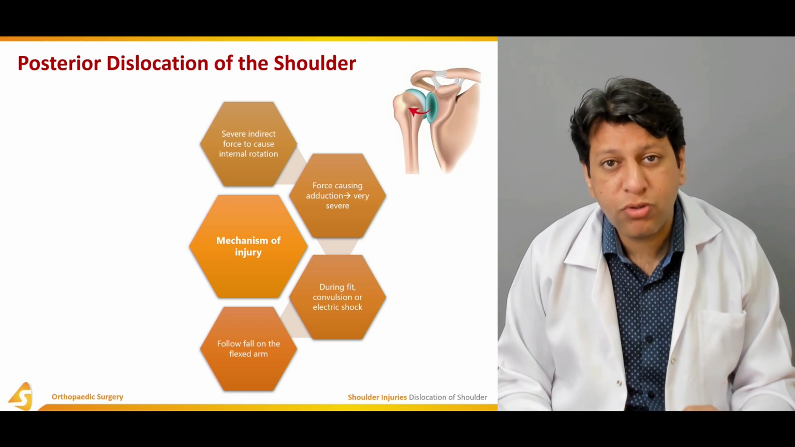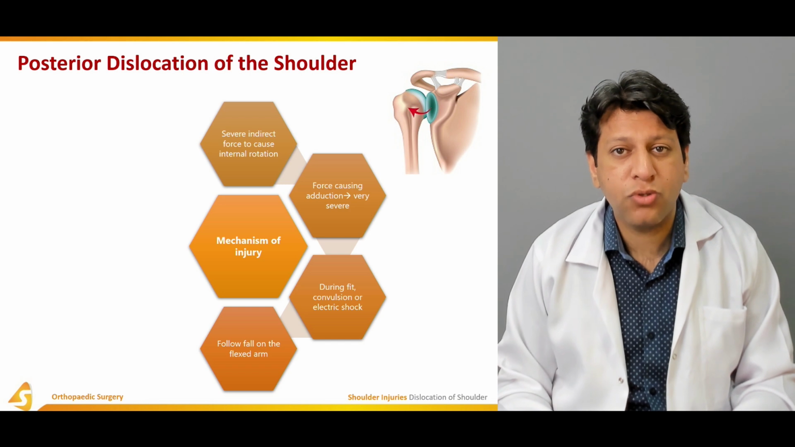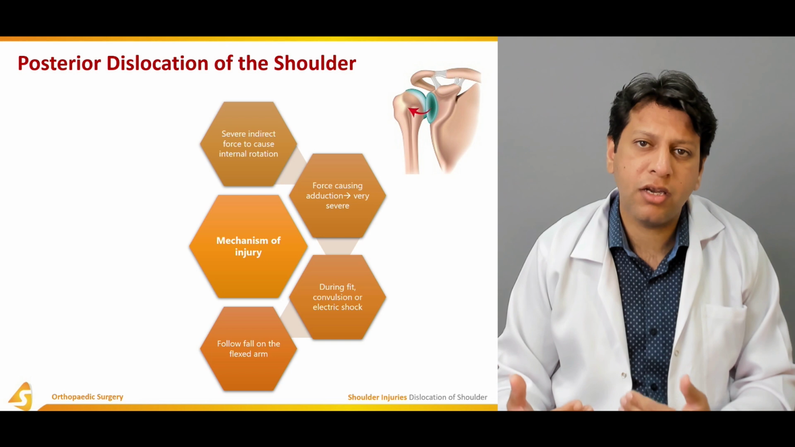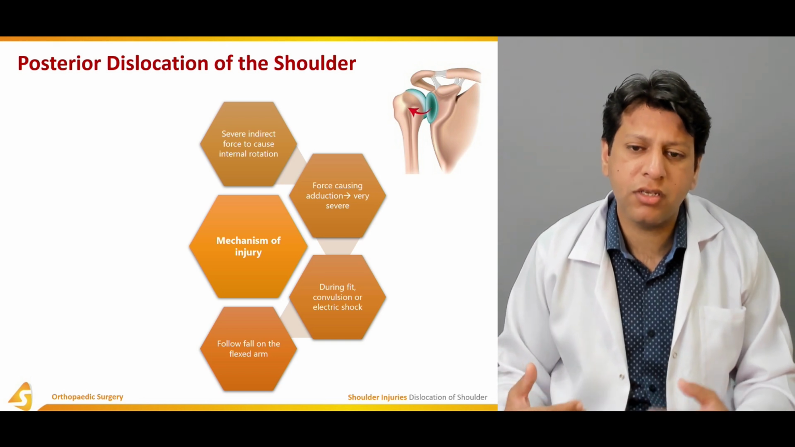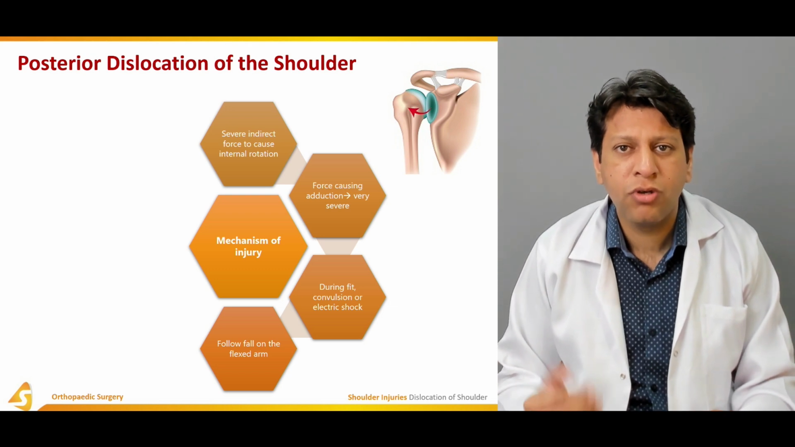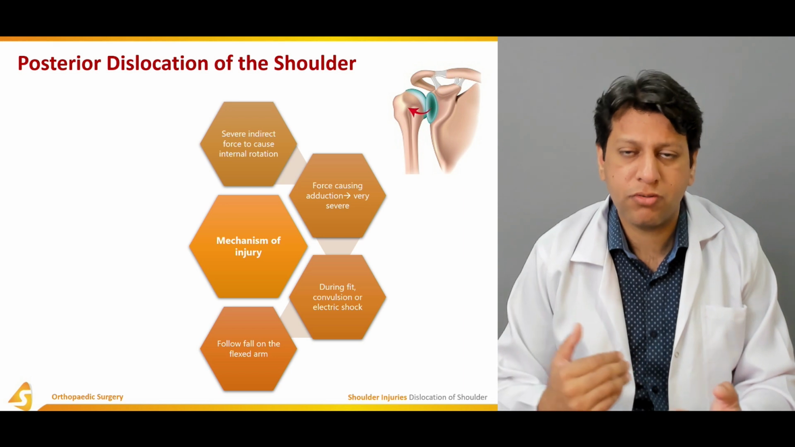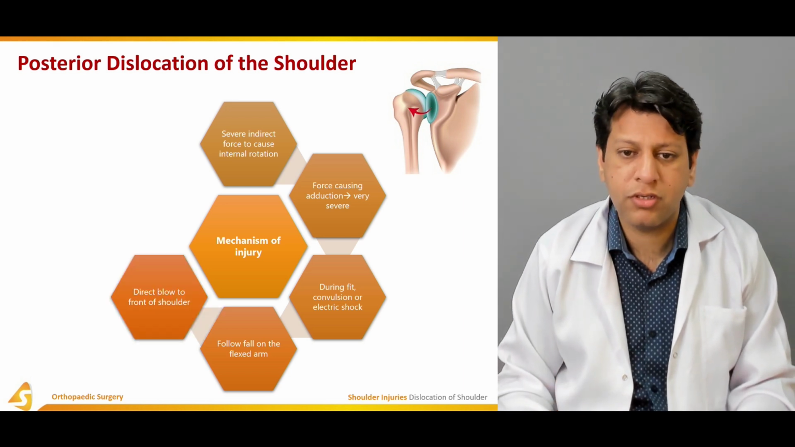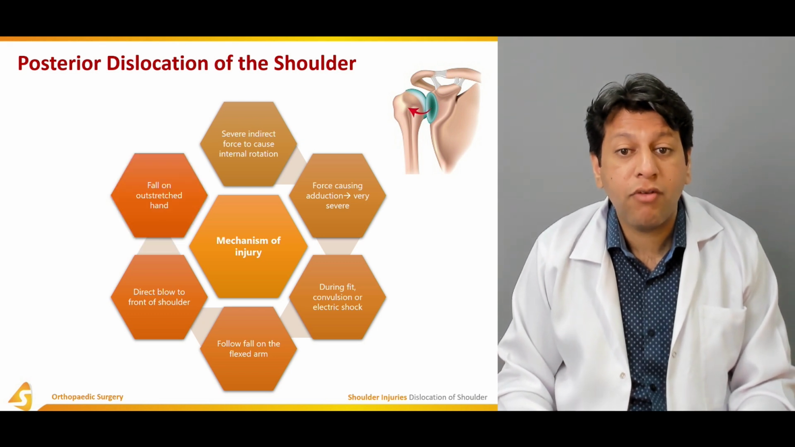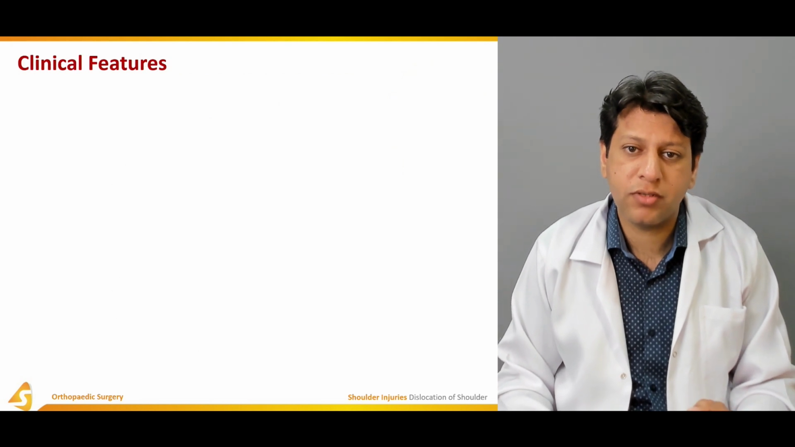Although it's very rare, a fall on the flexed arm can also cause it, because usually a fall on the outstretched arm leads to different types of clavicle and shoulder injuries. But if a patient falls on a flexed arm, there is an adducted arm and an internally rotated shoulder, so that can result in a posterior dislocation. Or, rarely, it could be a direct blow to the front of the shoulder or a fall on an outstretched hand, but usually that results in different types of fractures.